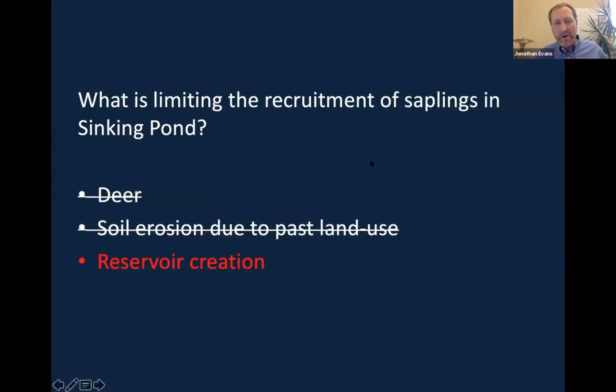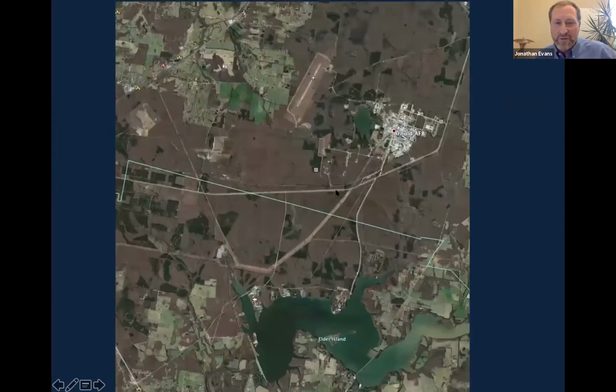The final one, which we thought was probably the smoking gun, was reservoir creation. The Arnold Air Force Base tests rocket engines, and so they need water to cool their rocket engines. So they created this reservoir on the Elk River, and they pump water up to this small reservoir, which is near Sinking Pond. And so we thought, okay, wow, they started doing that back in the 1960s. Could this be the culprit when they started pumping water up here? That changed the hydroperiod of this pond.